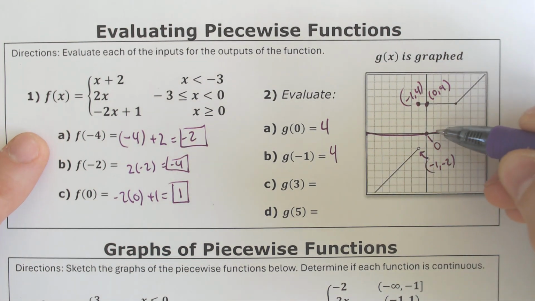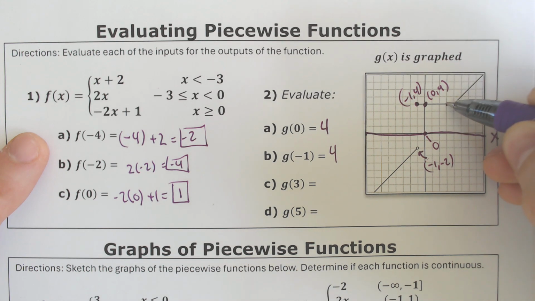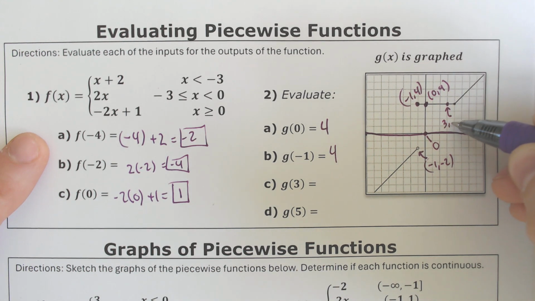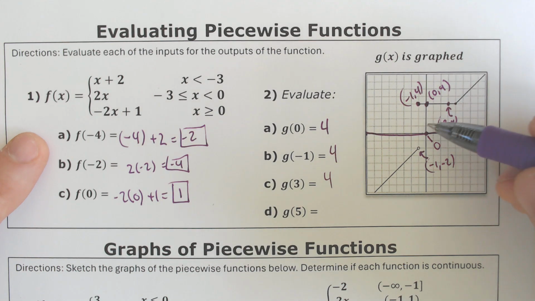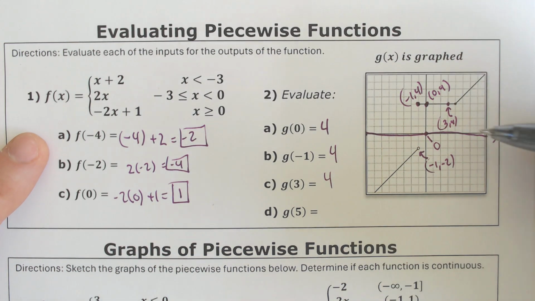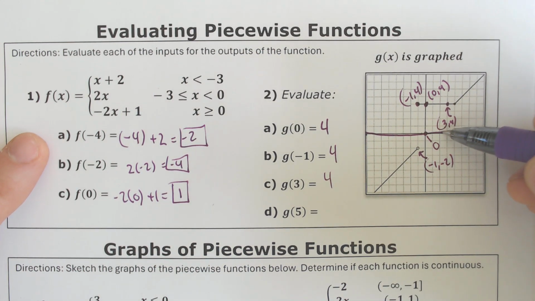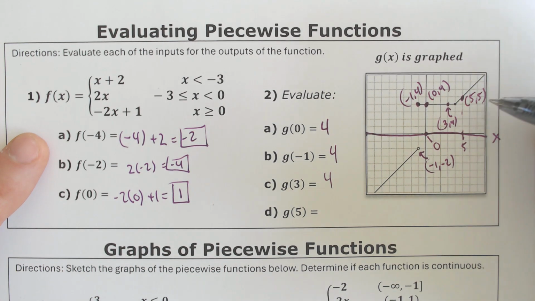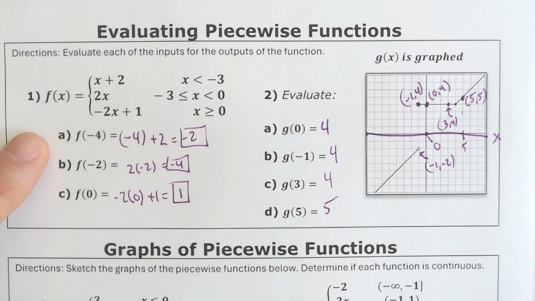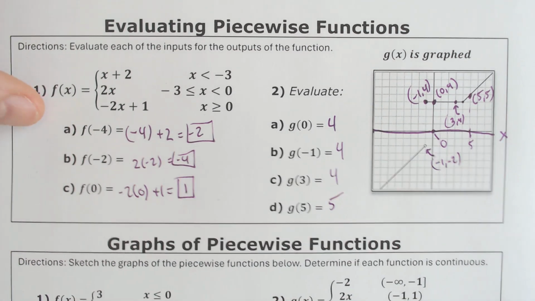3, if we go to 1, 2, 3, we are still at 4 right there, 3, 4. So it's still at 4. And last but certainly not least, g of 5. We're going to go to the right by 1, 2, 3, 4, 5. Here we're at 5, and then we're going to go up till we hit a line, because if we go down, we don't hit a line. And that point is at 5, 5. So we're at 5. Okay?